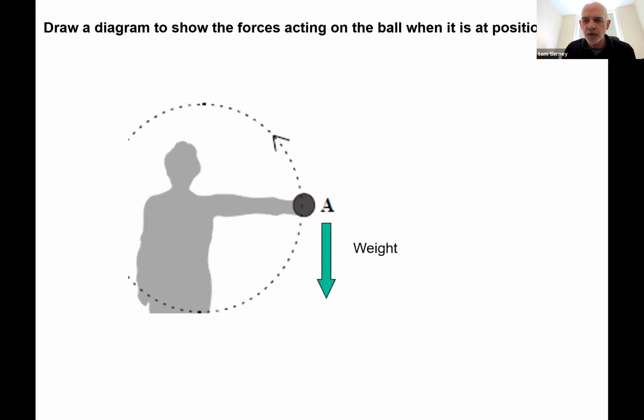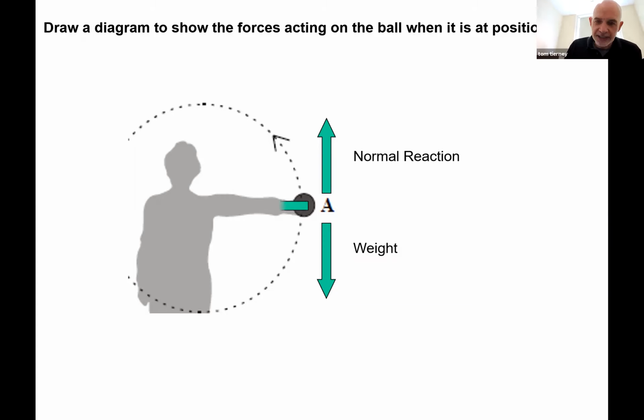Draw a diagram to show the forces acting on the ball when it's at position A. Now, this is an important one, there's an important point here. Clearly the ball has a weight. And strictly speaking, the name of that force is weight, not gravity. Gravity creates weight. His or her hand is holding that up. That's what we call the normal reaction. The ball is pushing down, your hand is pushing back on that, Newton's third law.